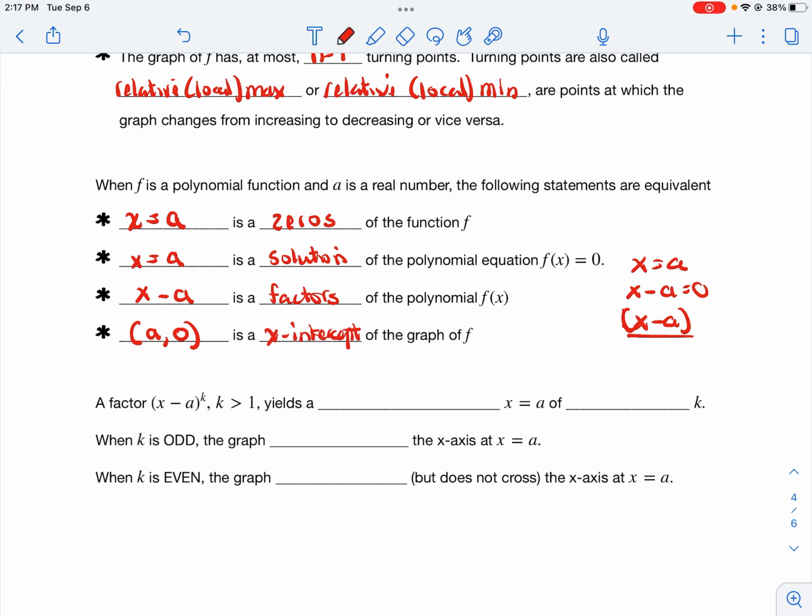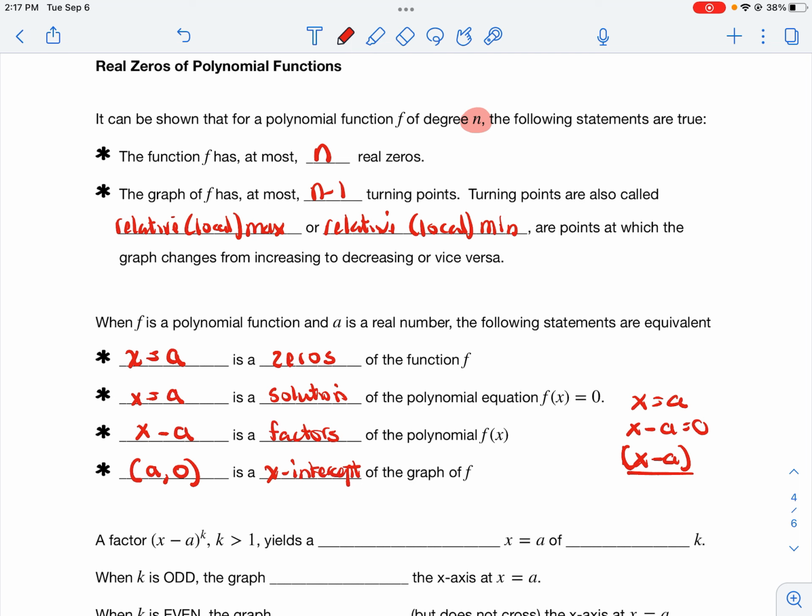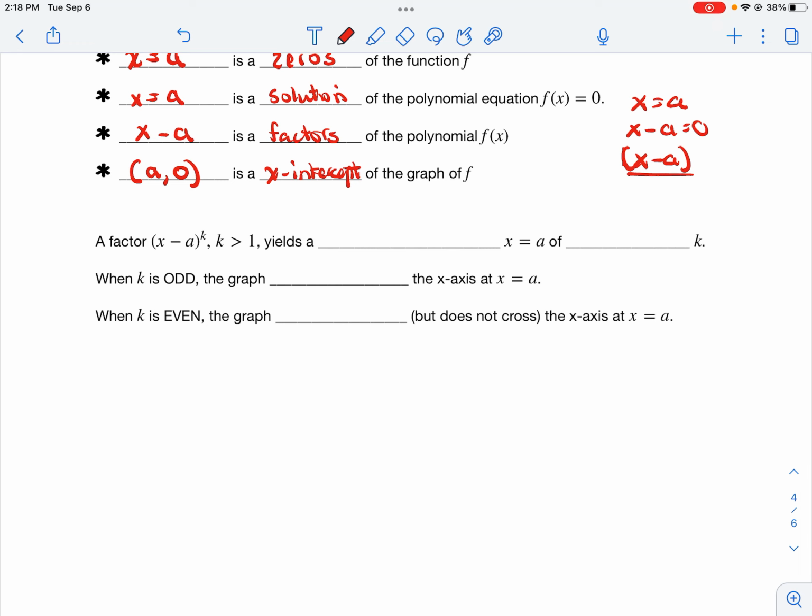Now here's the important thing about at most n real zeros. The reason for that is some of your zeros can repeat. You can have repeating zeros, and what we call that is multiplicity. If you have a factor x minus a raised to some power greater than 1, then you will have a repeating zero at x equals a of multiplicity k.